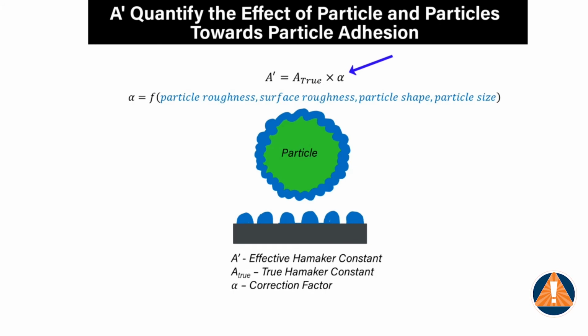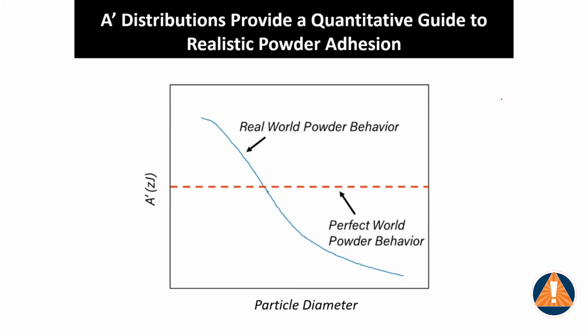And I just show you that right here. That correction factor is a function of the roughness on the particle, the roughness on the surface, the shape of the particle, and its size. So if we have these Hamaker constants, these perfect Hamaker constants, if we had perfect spheres, those so perfectly flat spheres, those Hamaker constants would be constant, not a function of particle diameter at all.